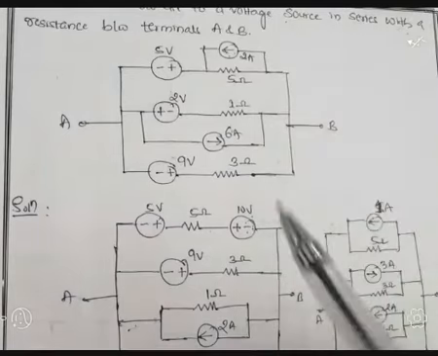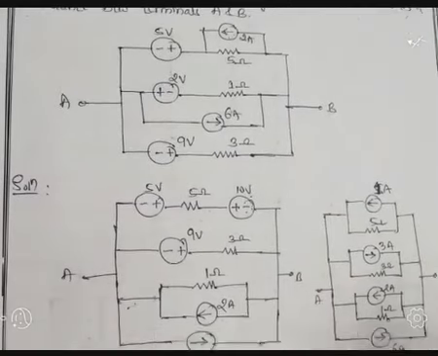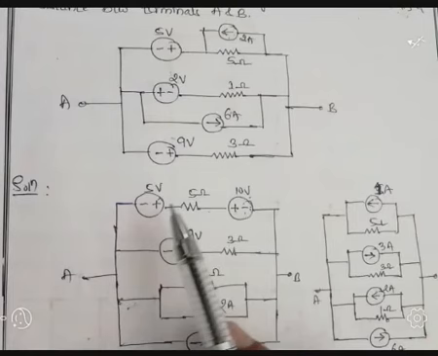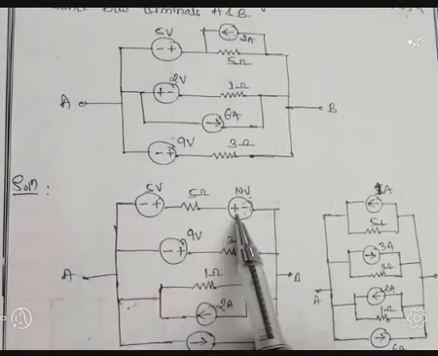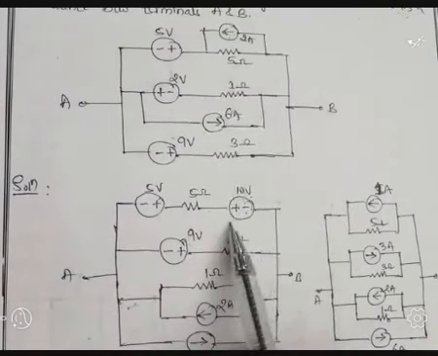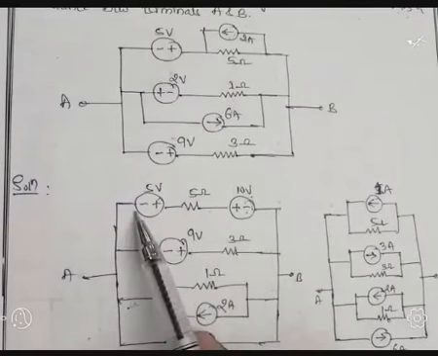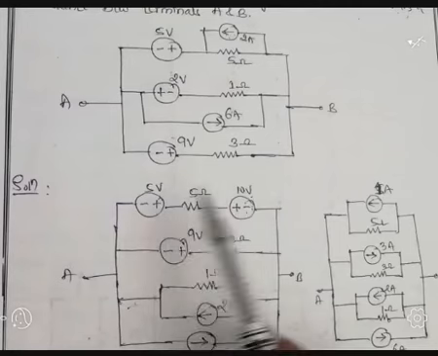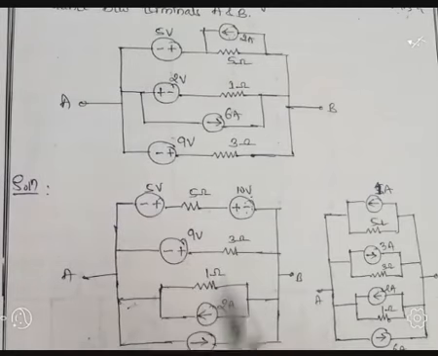Now in this branch, there are two voltage sources. Observe the polarity. These two voltage sources have different polarity. So this is plus minus, minus plus. So 10 minus 5, that is 5 volt we are getting.